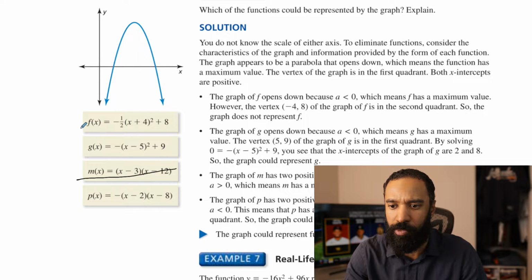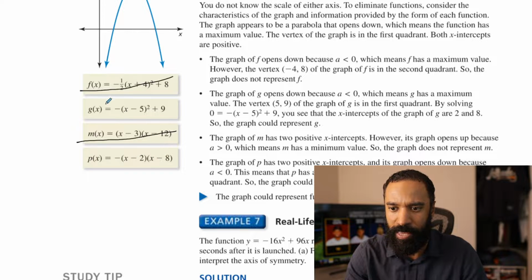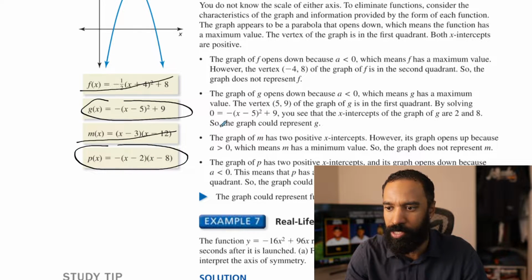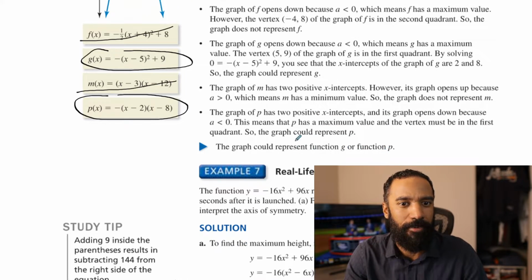5, 9 looks possible. This is not possible because that's negative 4, 8. And this would have vertex of 2, 8. That's possible. I like g of x and p of x. I don't know what's actually correct, but let's see what they say. G or p. All right, I'm going to move on.